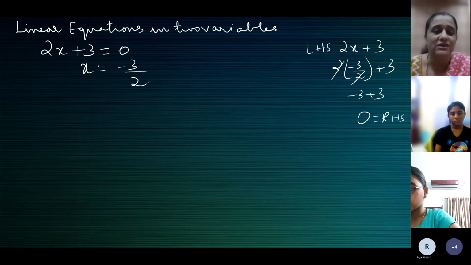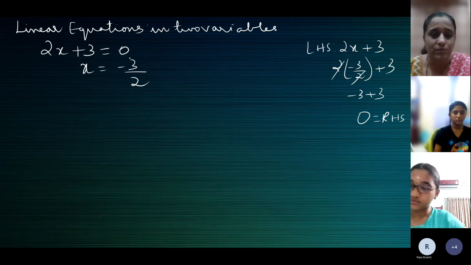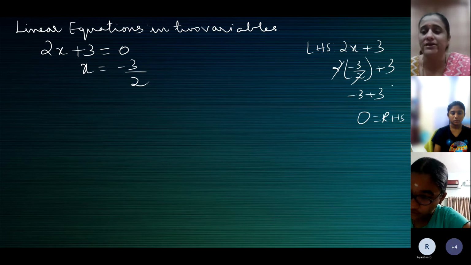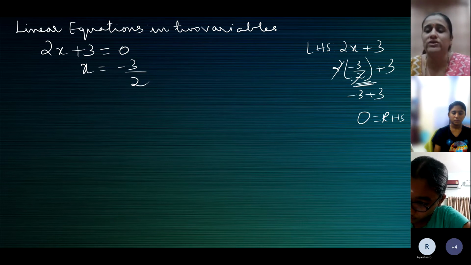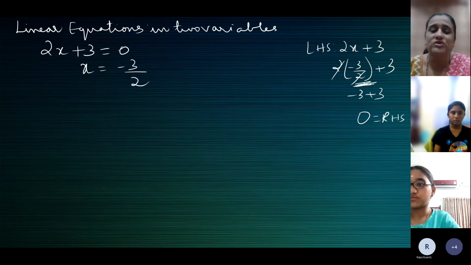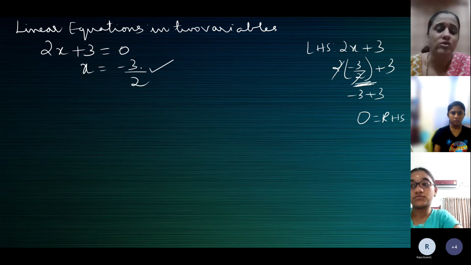So the LHS can be equal to the RHS. The LHS is 2x plus 3 and the RHS is 0. The LHS can be equal to the RHS only when x is equal to minus 3 by 2. For no other value of x will the LHS be equal to the RHS. That means there is no other value for x which can satisfy the equation. So this is the only solution. Minus 3 by 2 is the only solution to this equation.